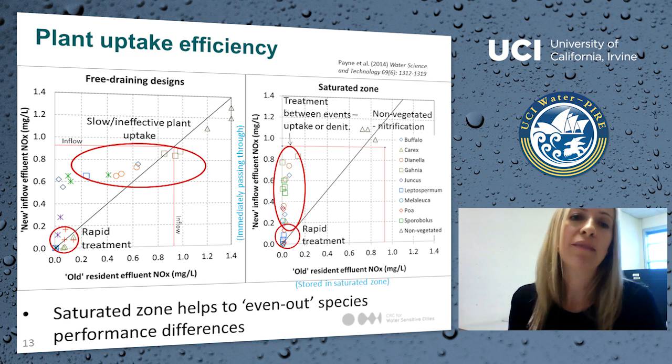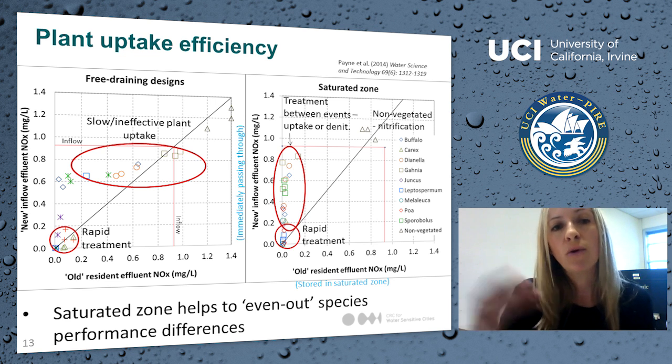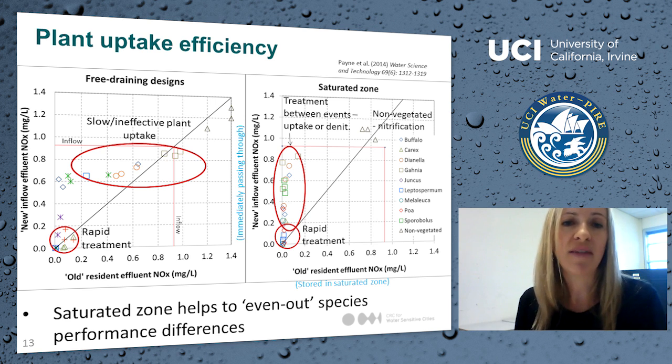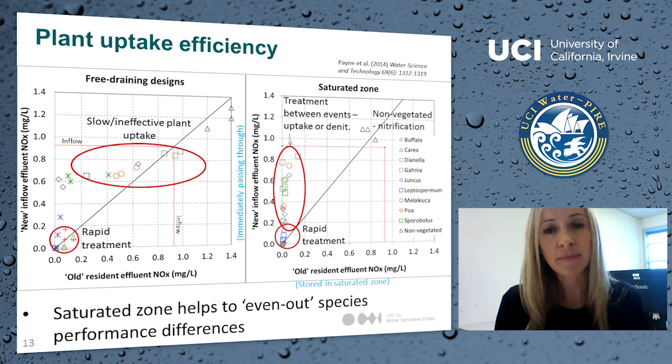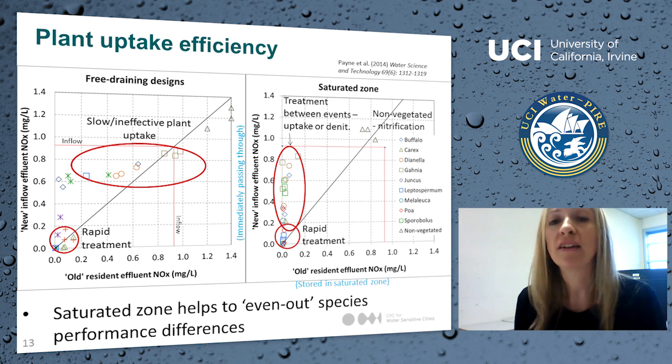But then other plant species were less effective and had slower processing. So the water passing immediately through the filter has a poorer quality compared to the water that's stored within the system between events. And it's very clear for designs with the saturated zone the benefits of retaining water in the system in between events, allowing time for biological processing to occur.